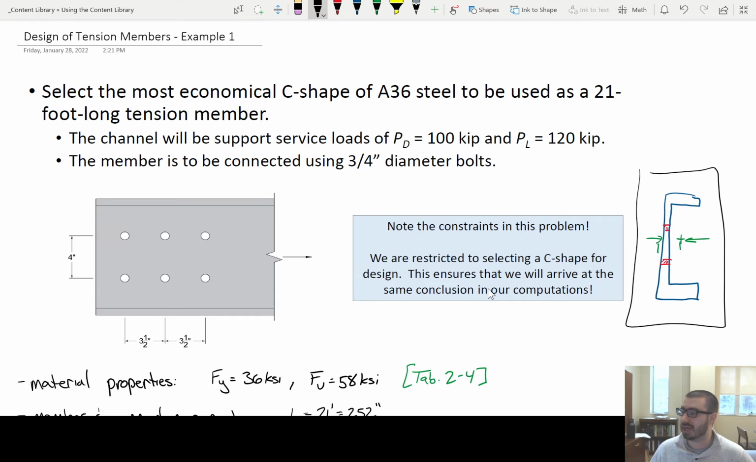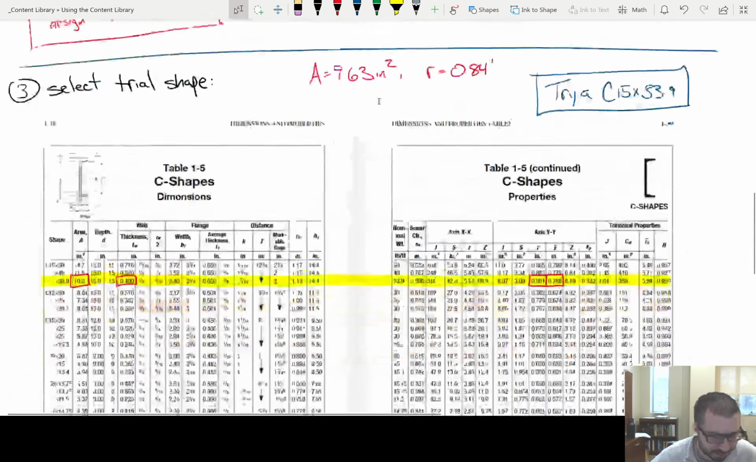Also, because this is a channel, I'm only going to have one case of shear lag, and that's case 2, 1 minus x bar over L. How long is the connection? The connection length in this case is 7 inches. So, all right, let's get to it. That part's going to go pretty quickly.